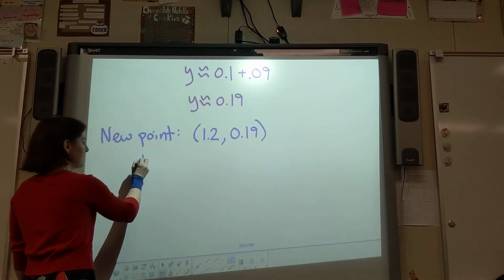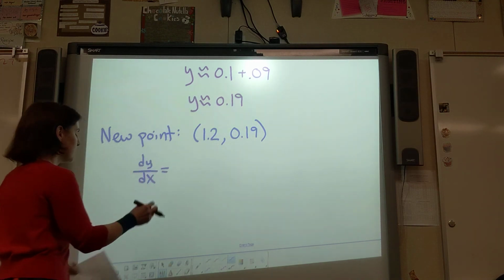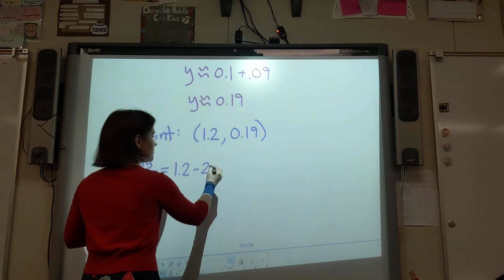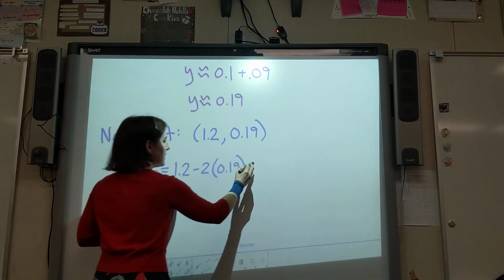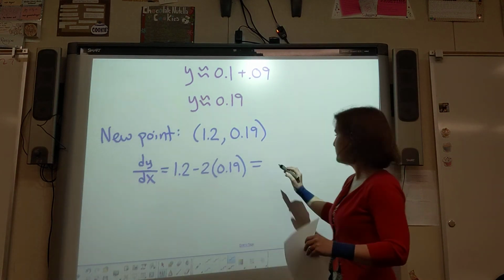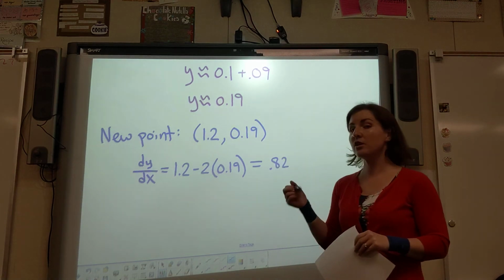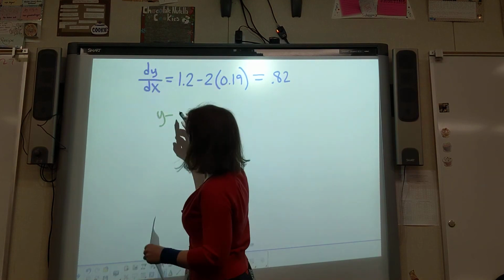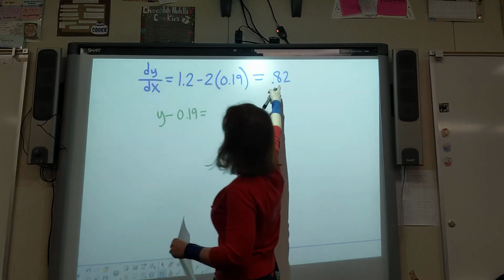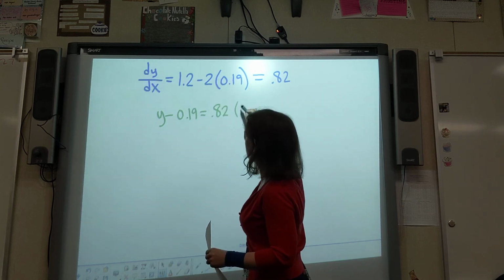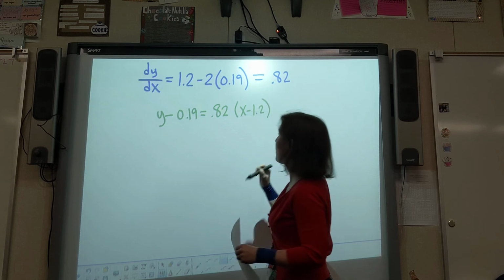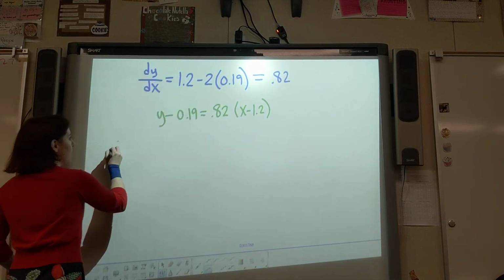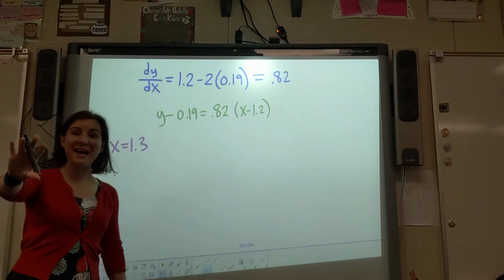Okay, we have a point, let's get the slope. dy/dx equals, okay, x, which is 1.2, minus 2 times y, which is 0.19. Our slope here, 0.82. So I have y minus the y coordinate, 0.19, equals m, the slope, 0.82, and then x minus the x coordinate. That's our tangent line. I'm going to use that tangent line to approximate the y value when x is 1.3. I'm about to be done.